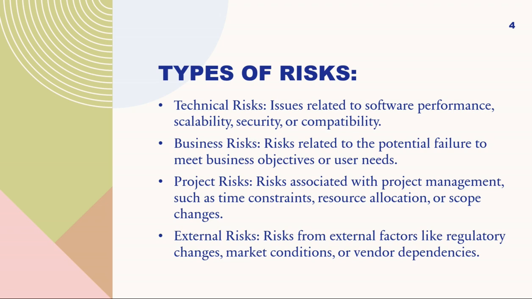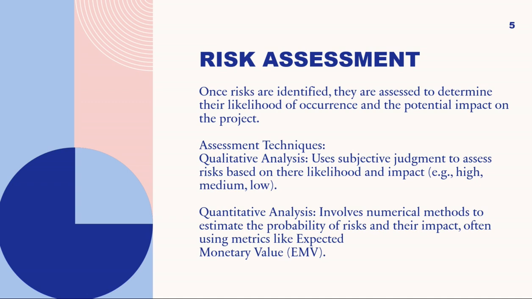Business risks. The risk related to the potential failure to meet the business objectives or the user needs. Project risk. The risk associated with the project management, such as time constraint, resource allocation, or scope changes. External risk. External risk factors like regulatory changes, market conditions, or vendor dependencies. So these are all the types of risk.